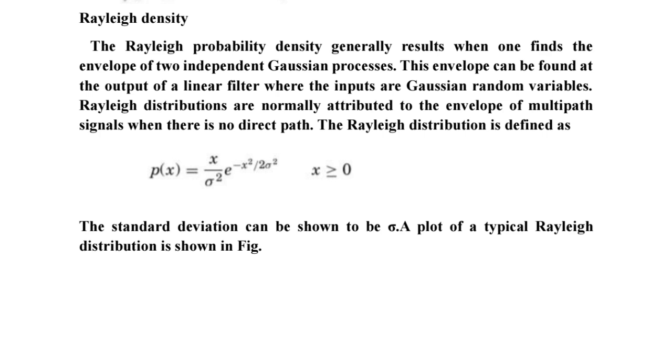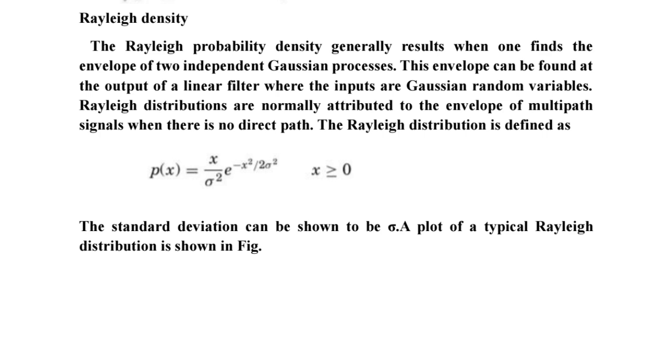Now, how can you predict or estimate this envelope using a linear filter? Here, the input for this particular linear filter is Gaussian random variables. These Rayleigh distributions are normally attributed to the envelope of multiple signals when there is no direct path. Previously we discussed the noise distribution, which we evaluate using the Gaussian probability density function. But the Rayleigh density we use when the envelope of multiple signals is there, but there is no direct path between transmitter and receiver.